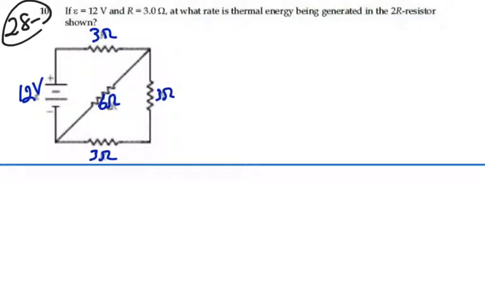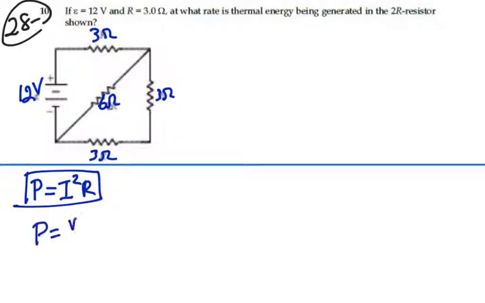If we're looking for rate of thermal energy, rate of anything is per time, so energy per time is actually power. So we're looking for power. And if we're looking for power in a resistor, we're either looking for I squared R or V squared over R. To find the power in a resistor, we need to know either the current through it or the voltage across it.